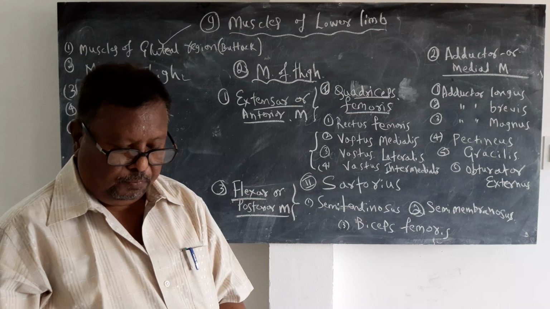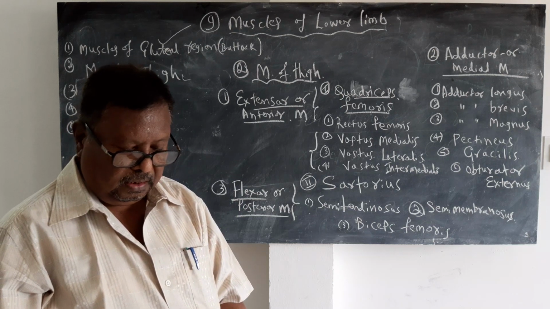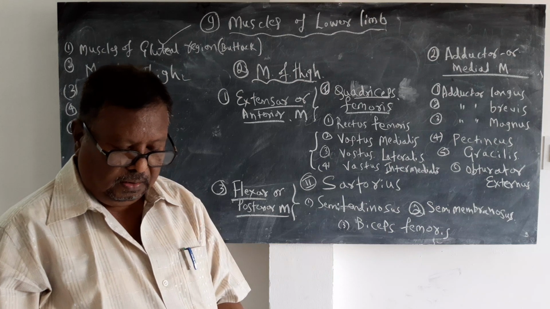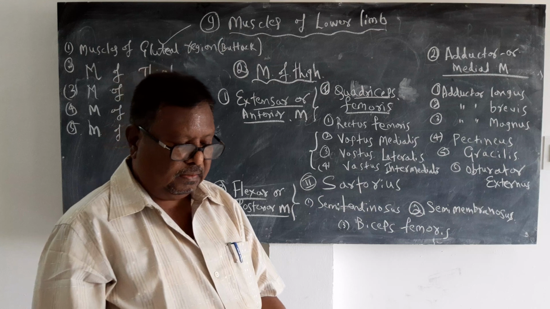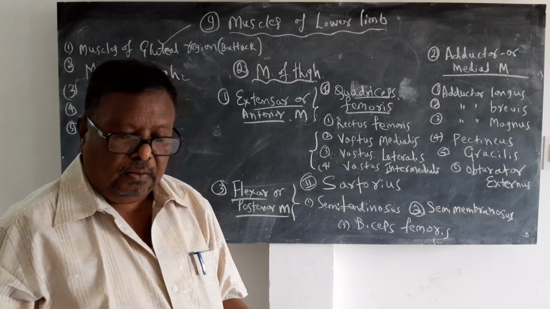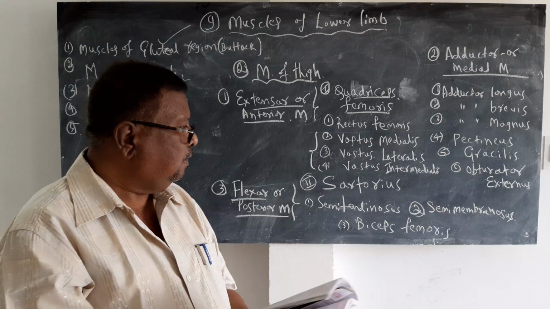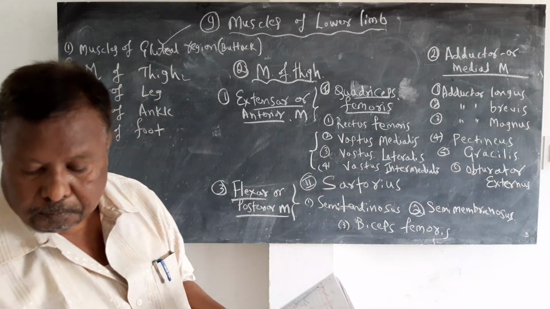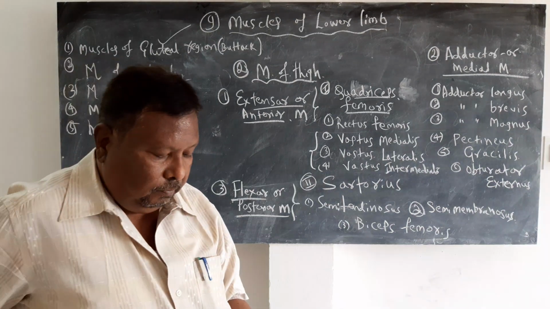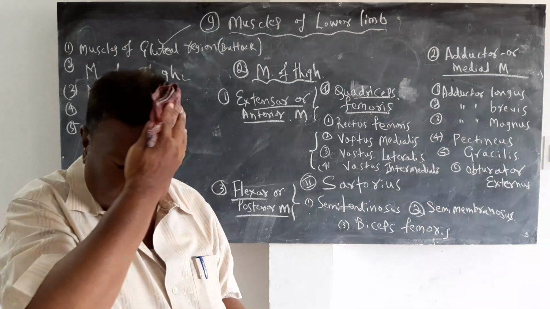These are a group of muscles found at the upper part of the leg. They are used in walking, running and many other physical activities. They are 3 in number. I have already told: semitendinosus, semimembranosus and biceps femoris. Now, coming to the semitendinosus muscle.